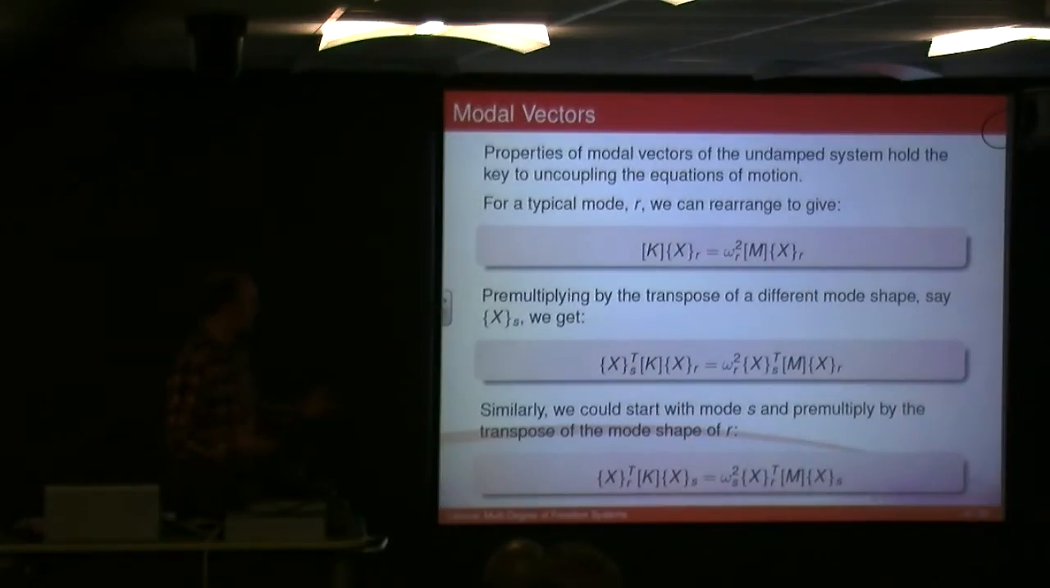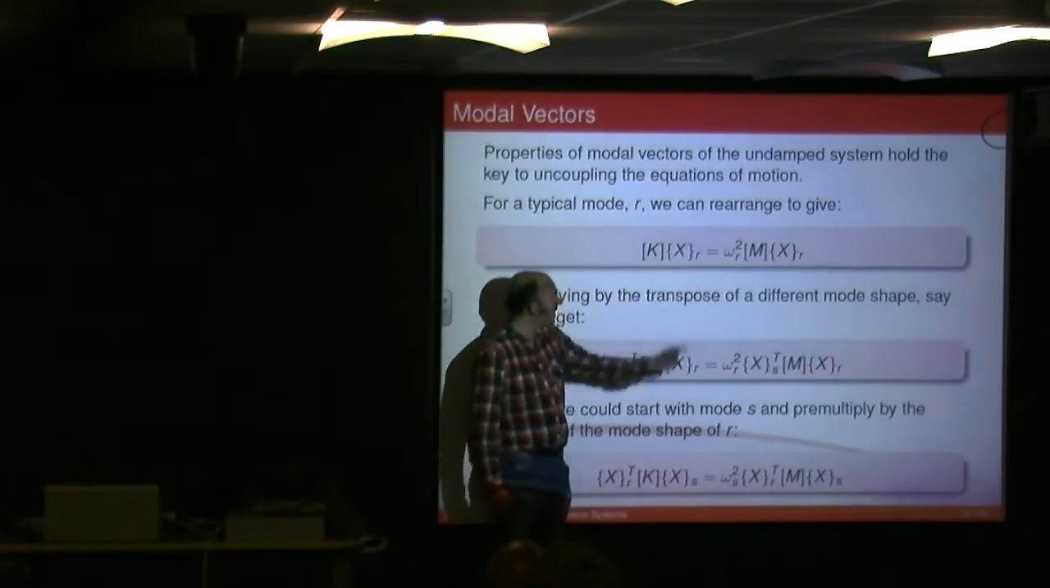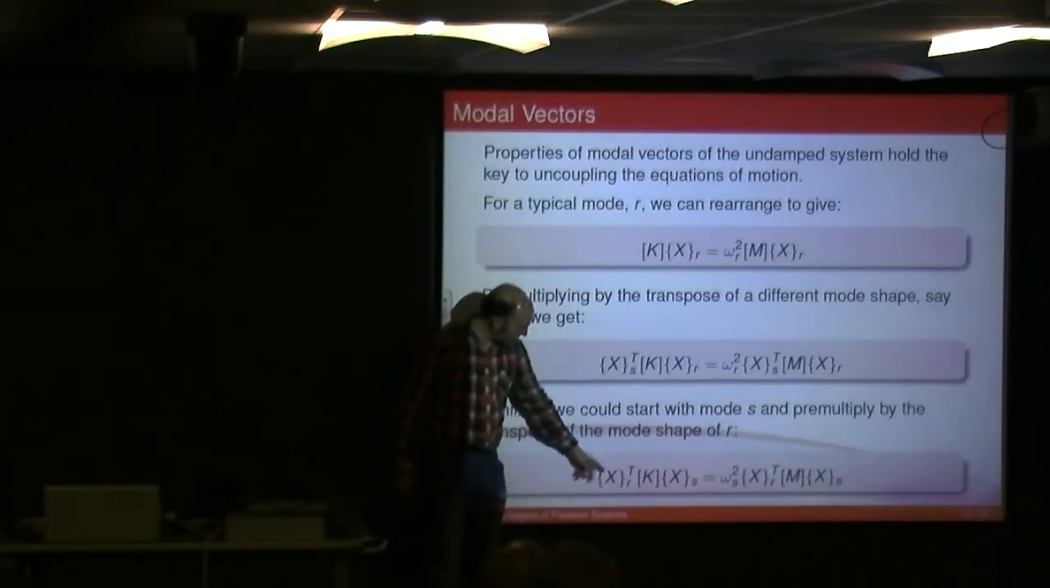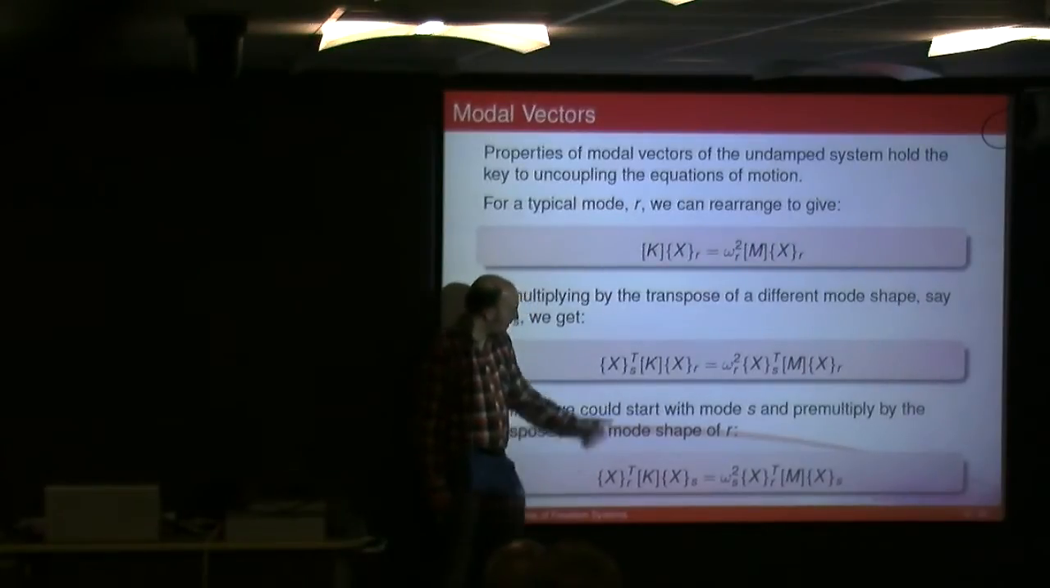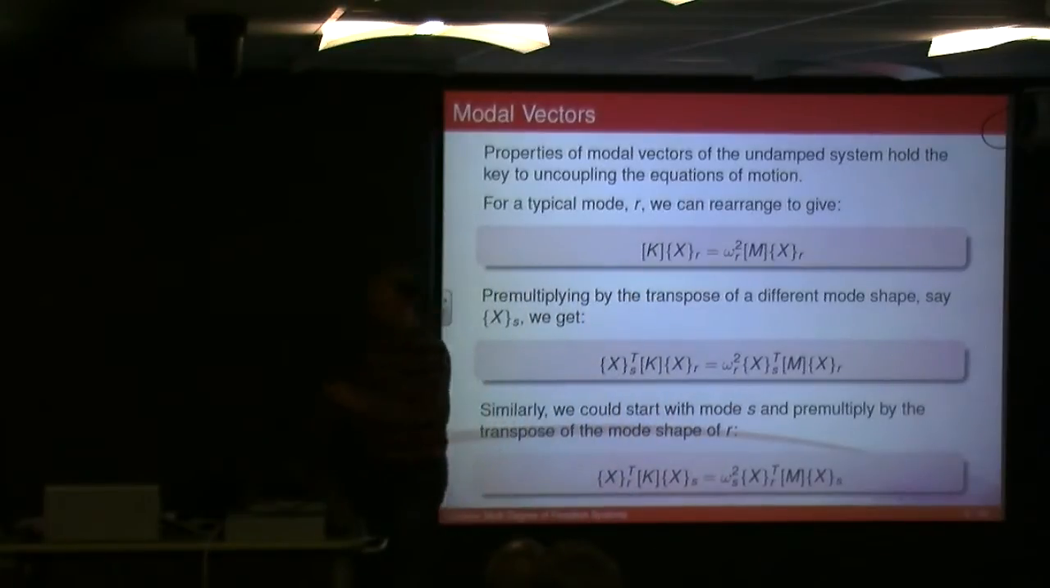And I could similarly have started with the s mode, where this is s, and pre-multiplied by r. So I get the same thing. Instead of omega r, I've got omega s down here, and I've just done the same thing. It doesn't really matter.